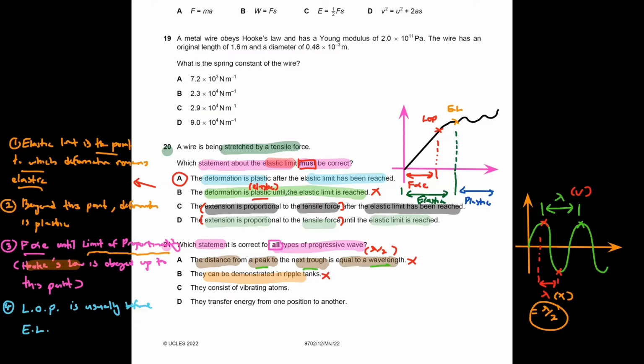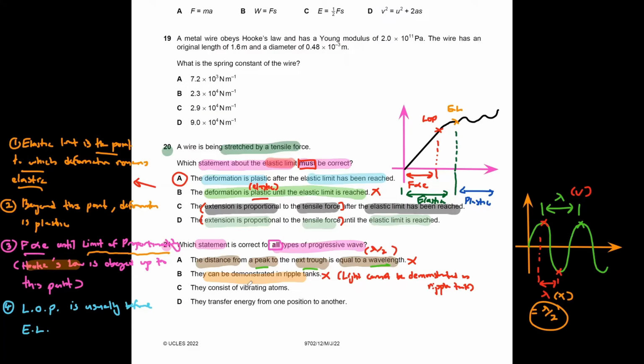Let me just ask you this. Can you demonstrate light waves inside a ripple tank? You can't, right? So light cannot be demonstrated in a ripple tank. You can demonstrate progressive water waves inside a ripple tank, but you cannot demonstrate light. Light is actually a progressive wave, as you already know.